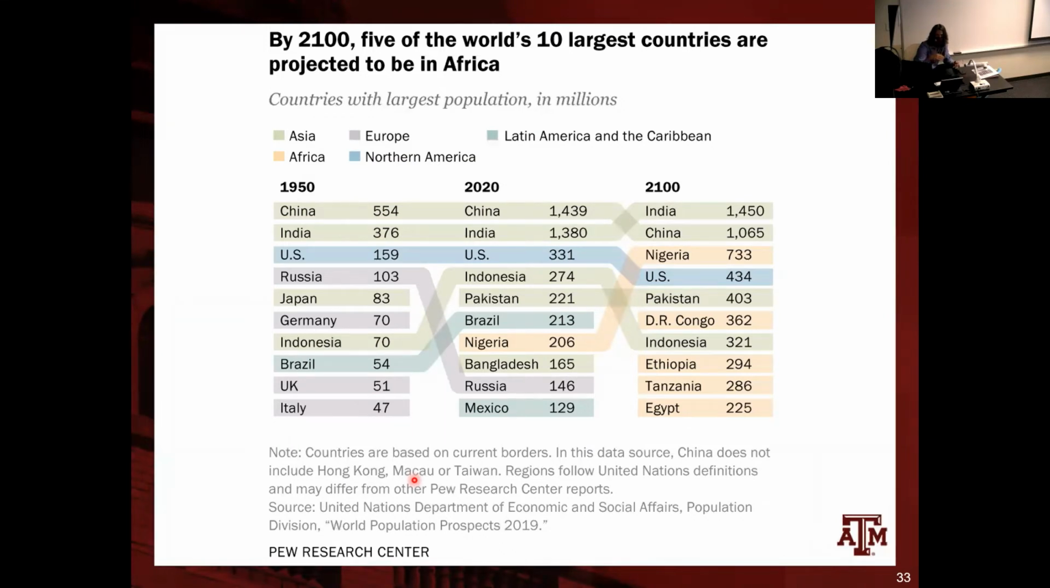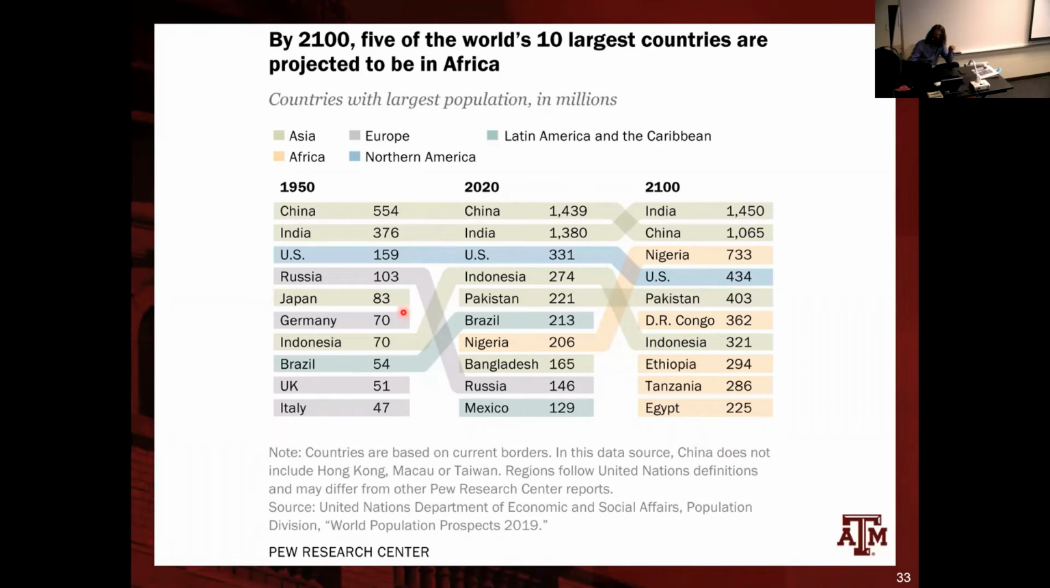The use of these color shades here helps us understand who is increasing, who is declining over time, or who disappears as the most populous countries in the world. Russia doesn't appear in this list anymore after 2100. And what you see is that most of the countries in the list are from Asia in green, or from Africa in orange, with only the US outside of these two continents, right?